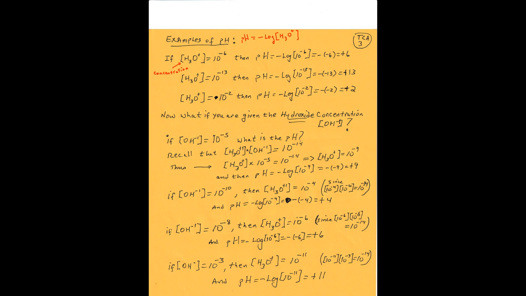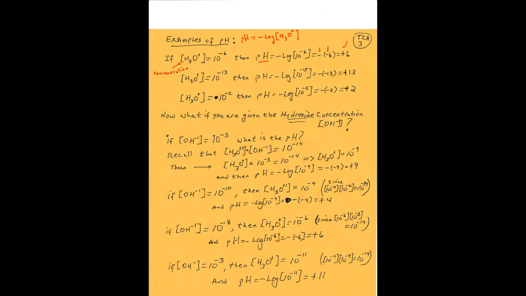Okay, so if the concentration of hydronium ions in whatever solution you're looking at is 10 to the negative 6, then the definition of pH is minus the log of the hydronium concentration. So it's minus the log of 10 to the minus 6. Remember, the log of 10 to the minus 6 is minus 6. So a negative and a negative gives a plus.